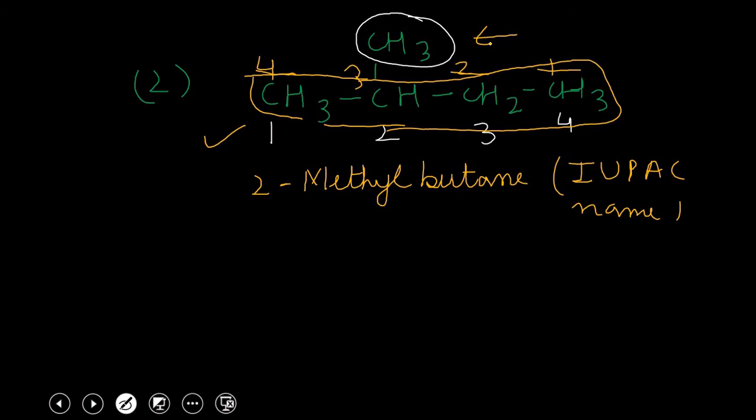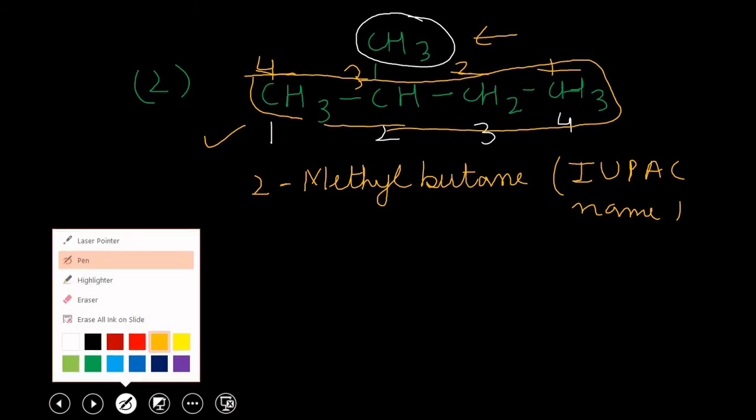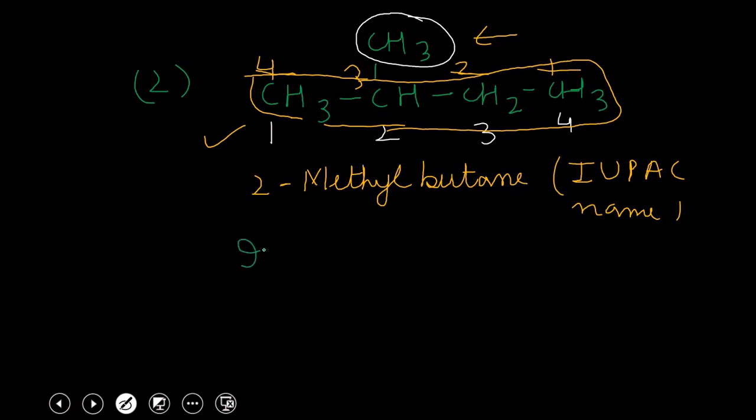And for writing the common name, you have to count all the carbon atoms, because in the IUPAC name, we count the carbon atoms only of a straight chain. But for the common name, we will write all the carbon atoms. So we will write the word iso here. Iso. Total 5 carbon atoms are there. So it will be isopentane. This is the common name.